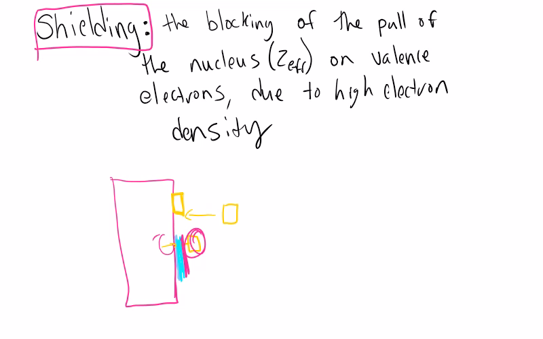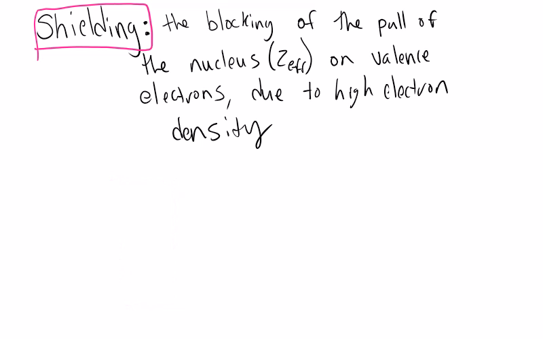Now this happens in atoms as well. As you know, the Coulombic attraction of the nucleus and the electrons pull on each other. So when shielding takes place, there's going to be some blocking going on by lower levels. So let's go ahead and draw the trend of shielding. Draws a little fake periodic table again.